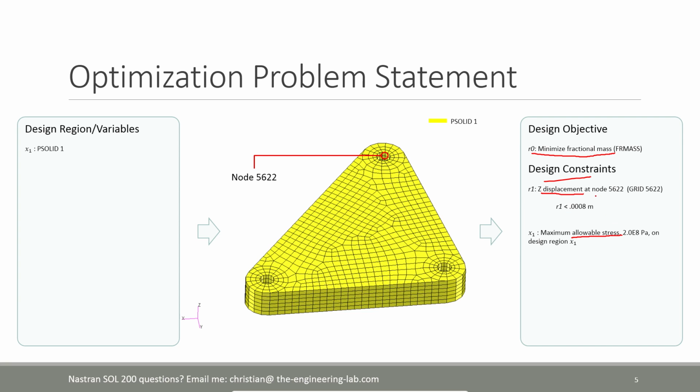So here at the load application node 5622, we want to make sure that the vertical deflection is no more than positive 0.0008 meters. And then the stress, we want the bond MSC stress to always be less than, what do we have here? Than the stress specification we have here.